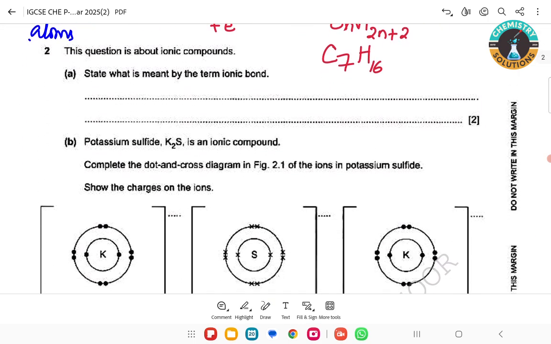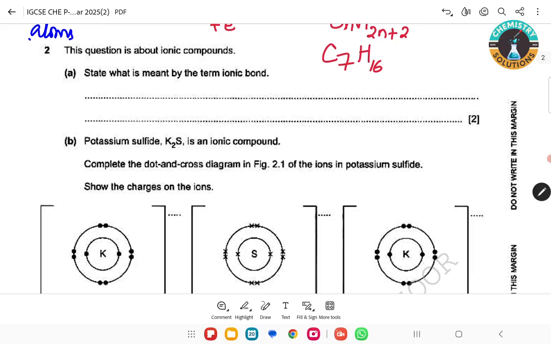So next, in the second question, A part: state what is meant by the term ionic bond. So in the syllabus, ionic bonds are formed by the transfer of electrons between metals and non-metals. But in your syllabus, the definition which is given to us is the electrostatic force of attraction.